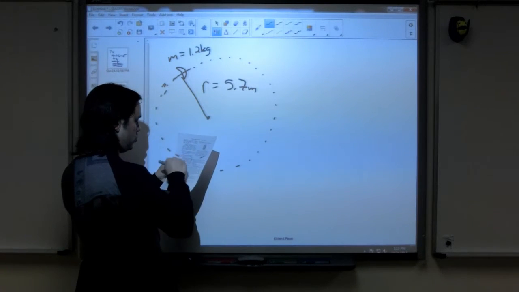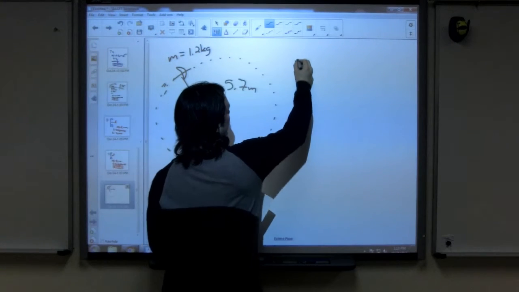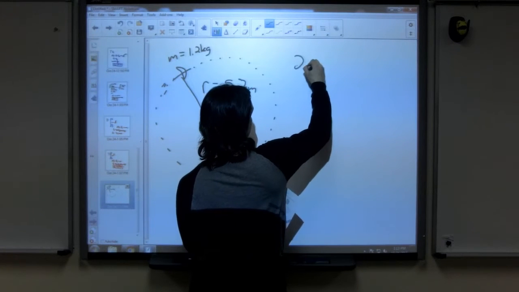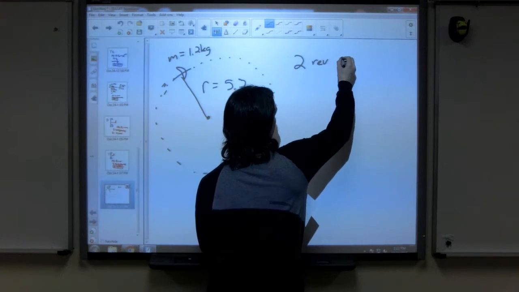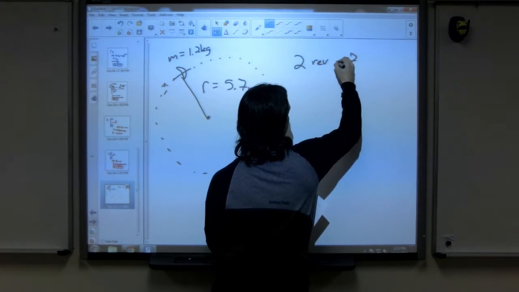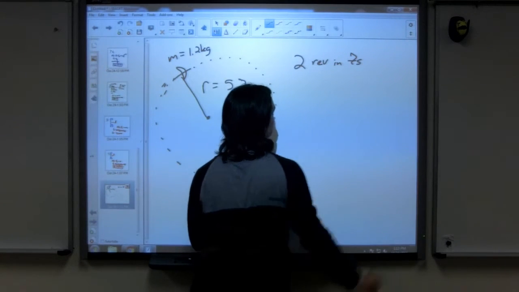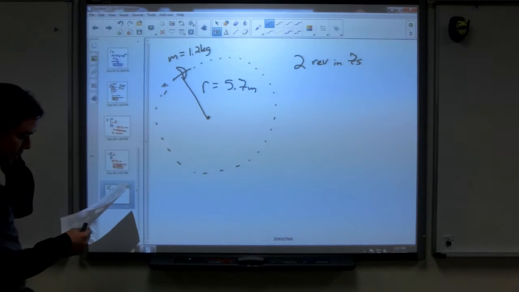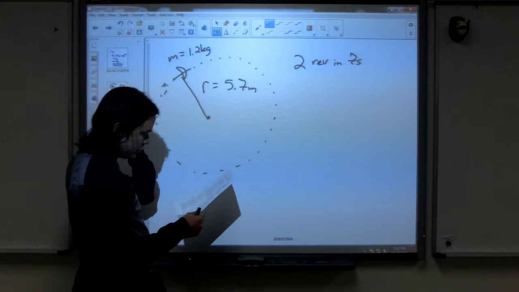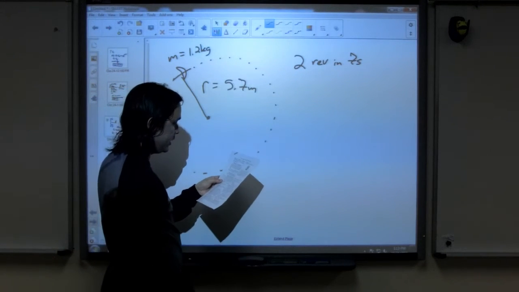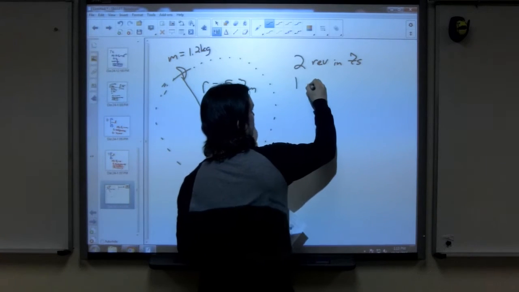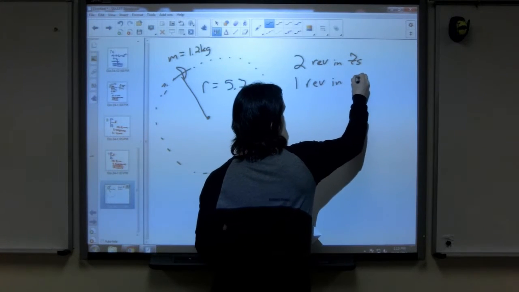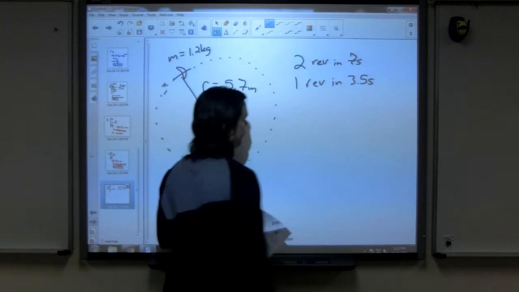Now here's where it gets a little bit more interesting. They say that it makes 2 revolutions every 7 seconds. 2 revolutions in 7 seconds. We're going to work with that here in just a moment. Okay. 2 revolutions every 7 seconds. It's the same thing as making 1 revolution in 3.5 seconds.